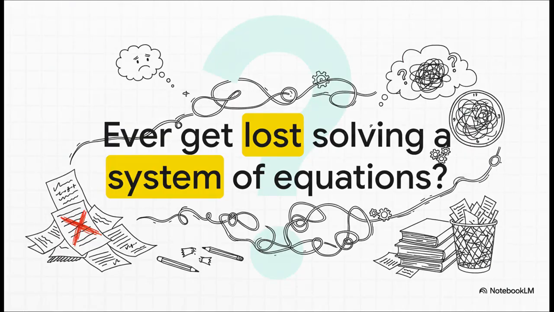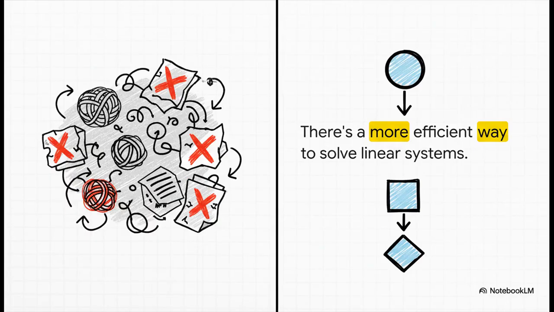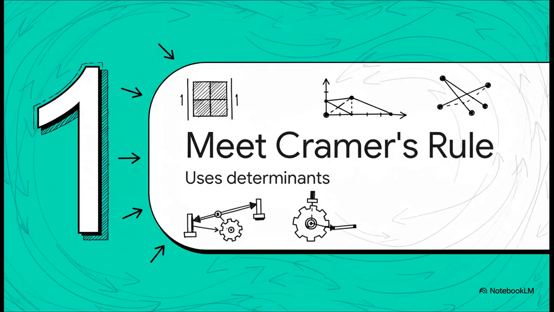You know that feeling, right? You're using substitution or elimination, you're halfway down the page, and then you get that sinking feeling that a tiny mistake way back at the beginning has thrown everything off. It's just a mess of paper, time, and tangled algebra. But there is a better way, a method that's more like a clear step-by-step recipe, a way to get straight to the answer without all that messy rewriting. And it's called Cramer's rule.